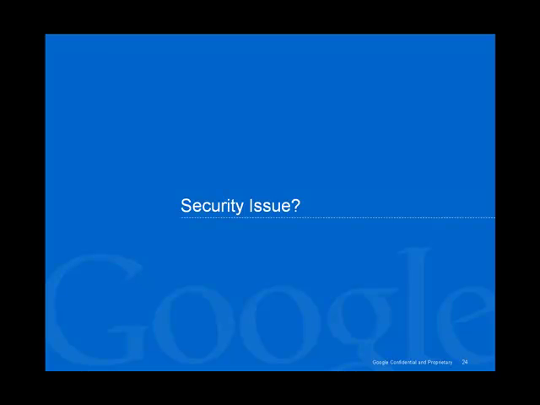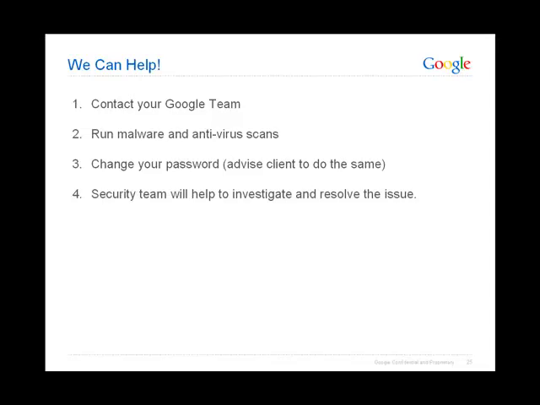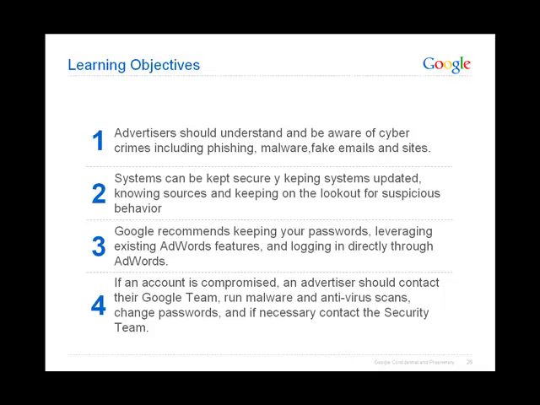If you suspect or discover any suspicious or out of the ordinary activity in your accounts, or receive suspicious emails or contacts from people spoofing Google, this may be cause for concern. Firstly, please contact your Google team or Google rep. Secondly, run a malware and antivirus scan on your systems. Thirdly, change your password or advise your clients to change theirs. And lastly, the security team at Google will help to investigate and resolve the issue as quickly as possible.